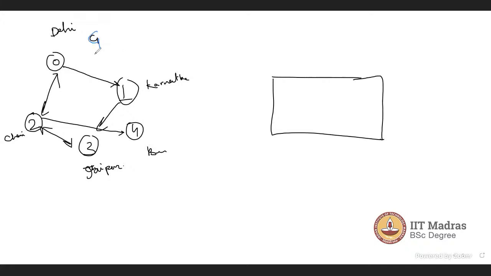This is graph G. And this is the matrix, which is called the adjacency matrix of G. We represent this as M. I am trying to create a matrix from this graph, a 5x5 matrix. Is that right? Yes, sir. And I am trying to see from where I can go.